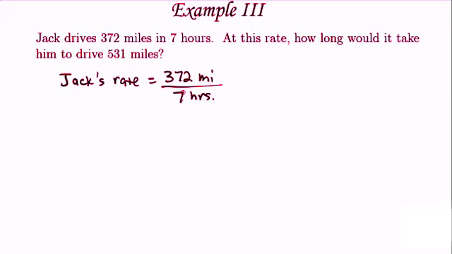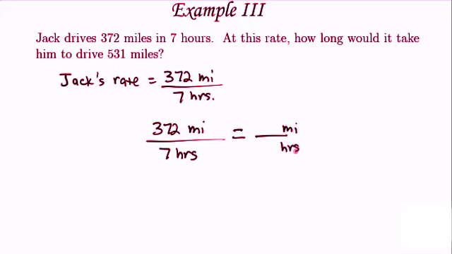With rate problems, you're frequently going to set up a proportion. So what I know is 372 miles is how far he can drive in 7 hours. And what it's asking me is how long it would take him to drive 531 miles. So I want to set up the right side of the equation so that I have the same units in the numerator as I do on the left side of the proportion. Miles and hours. Well, what it gives me is 531 miles for the second part.